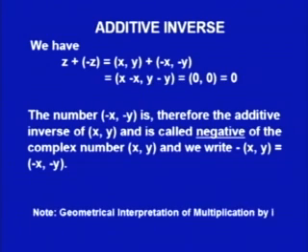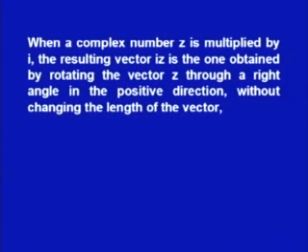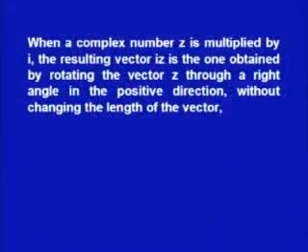Here we can note the geometrical significance of multiplication of a number z by I. When we multiply a complex number by I, that is I z, this is the one obtained by rotating the vector z through a right angle in the positive direction without changing the length of the vector.